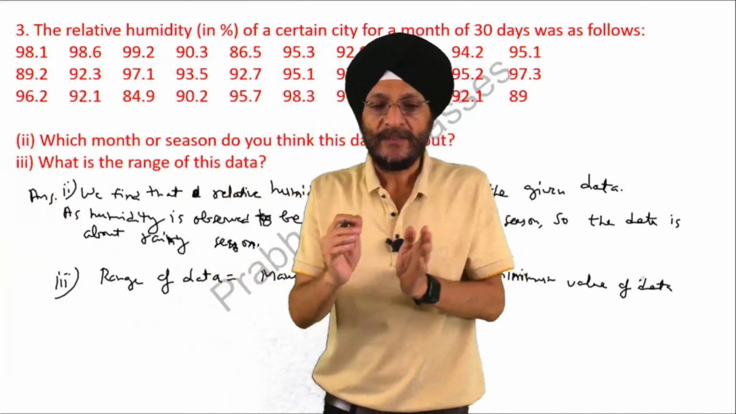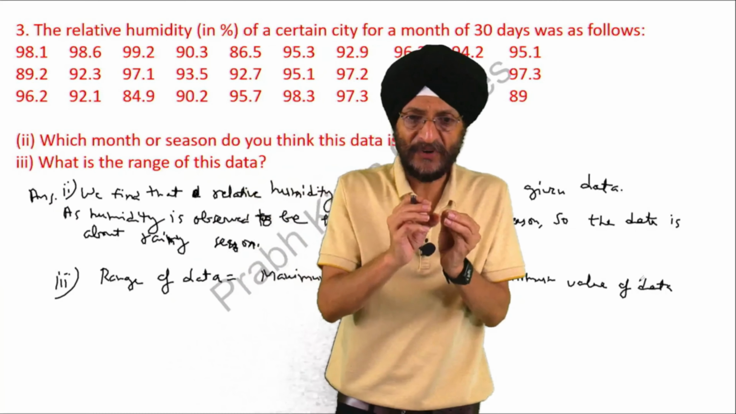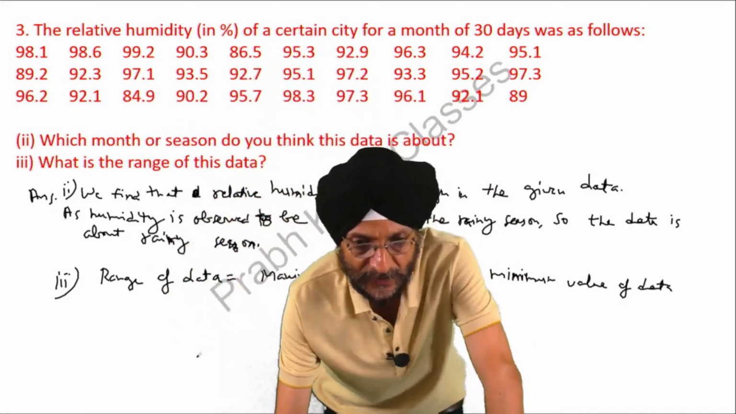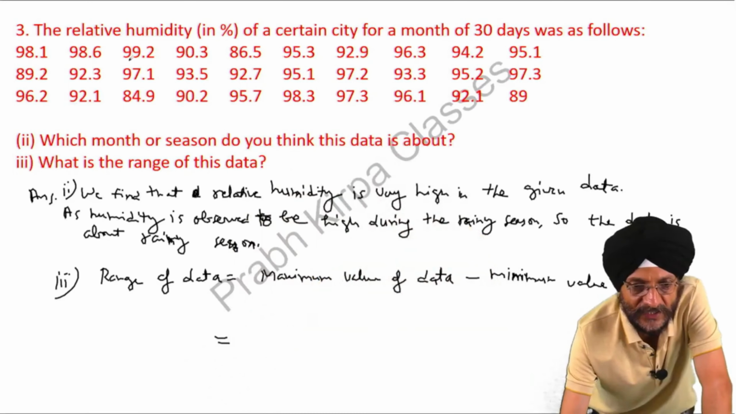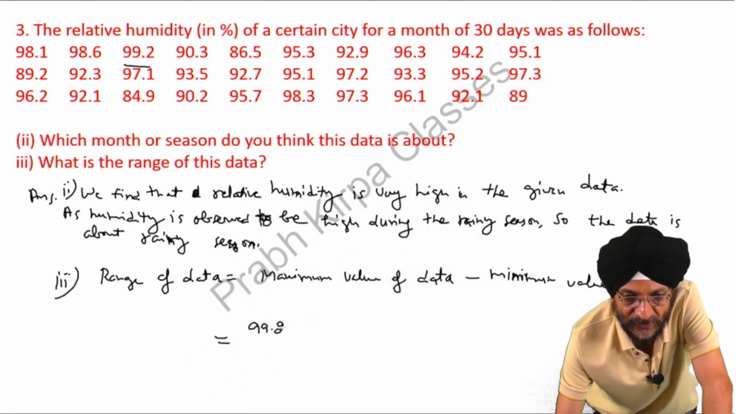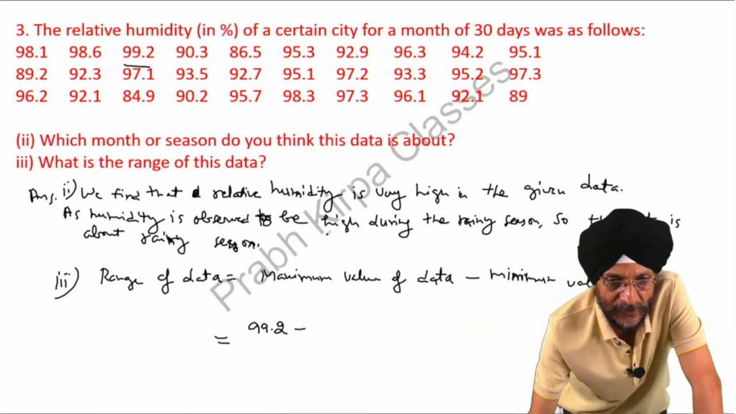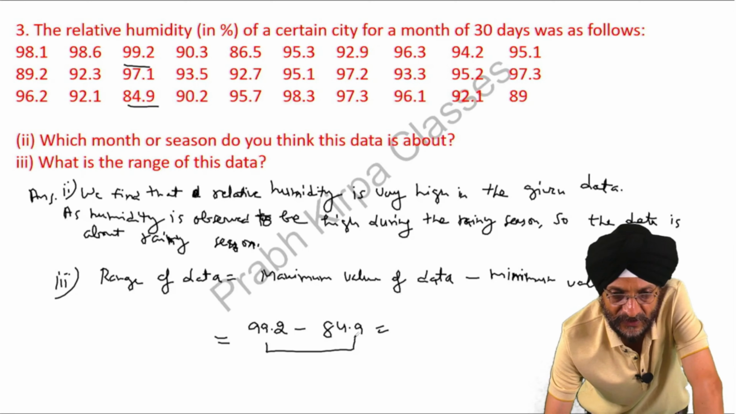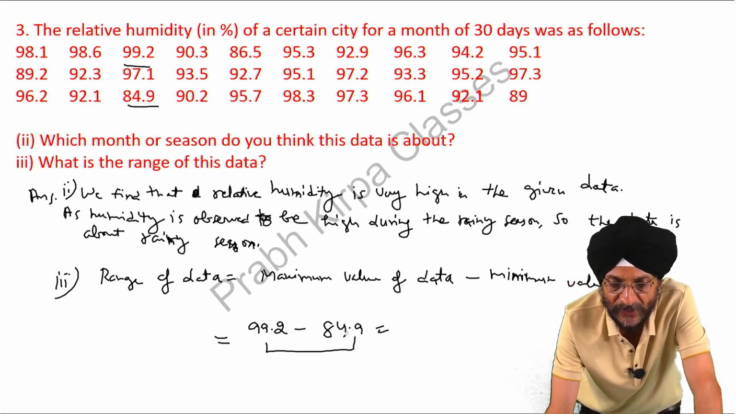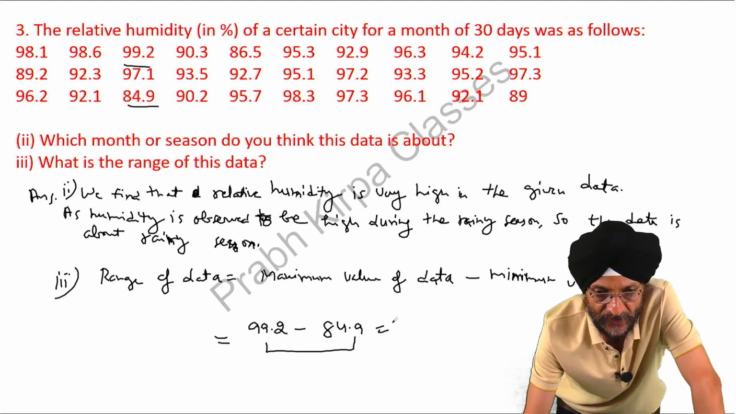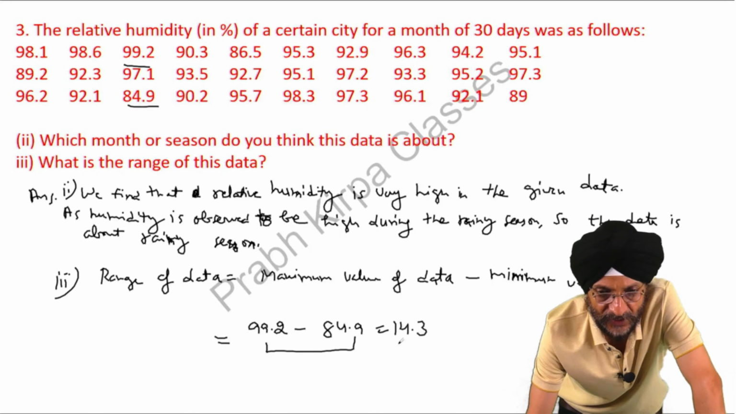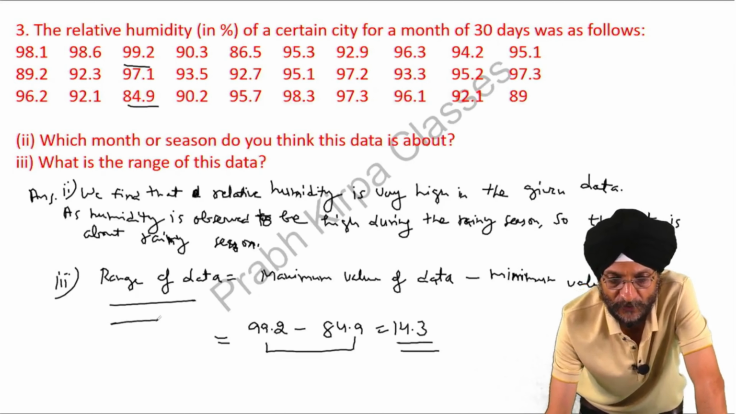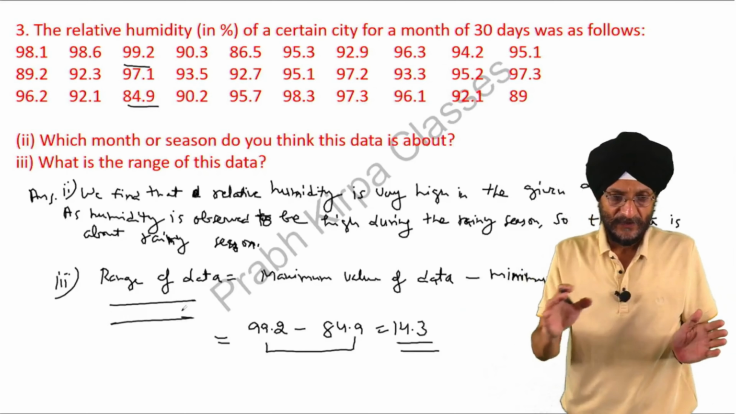In the same way, when the range of data is to be found, we will first find out the minimum value of data and the maximum value of data. Here the maximum value of data which we had found out was 99.2. And the minimum value of data was 84.9. So the range of the data which we will get after deducting 84.9 from 99.2 is 14.3. So this is the range of the data.